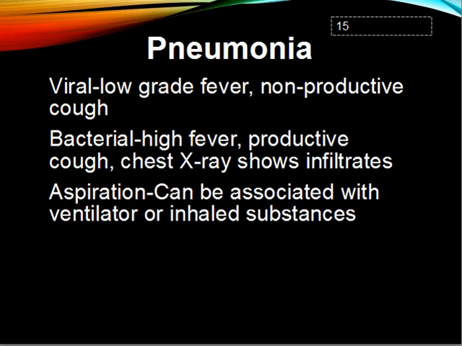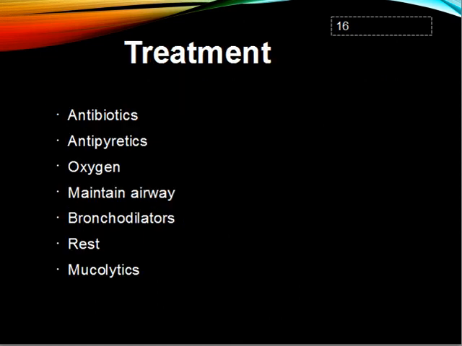Pneumonia. Viral has a low-grade fever and non-productive cough. Bacterial has a high fever and productive cough, and the chest x-ray shows infiltrates. Aspiration pneumonia can be associated with a ventilator or inhaled substances. Treatment: antibiotics, antipyretics, oxygen, maintain the airway, bronchodilators, rest, and mucolytics.